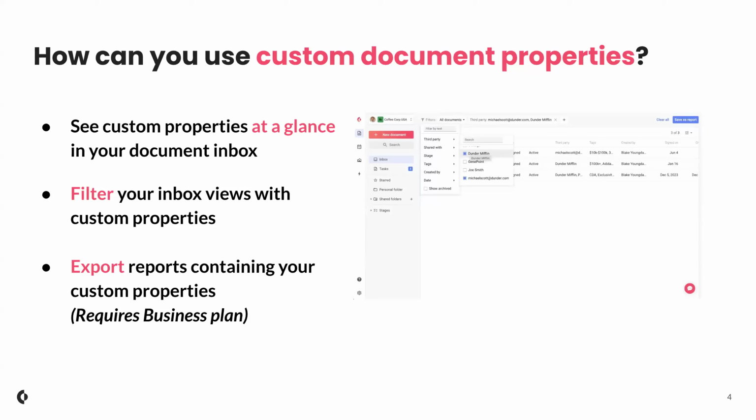Now, this is a business plan, that second tier. If we have 3 tiers, this is the second tier where you can start to export them. But all of these features above, they're available for you.